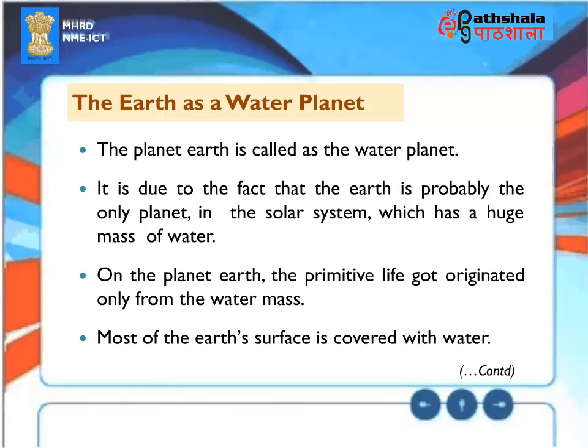The Earth as a water planet. The planet Earth is called the water planet. It is due to the fact that the Earth is probably the only planet in the solar system which has a huge mass of water. On the planet Earth, primitive life originated only from the water mass. Most of the Earth's surface is covered with water.